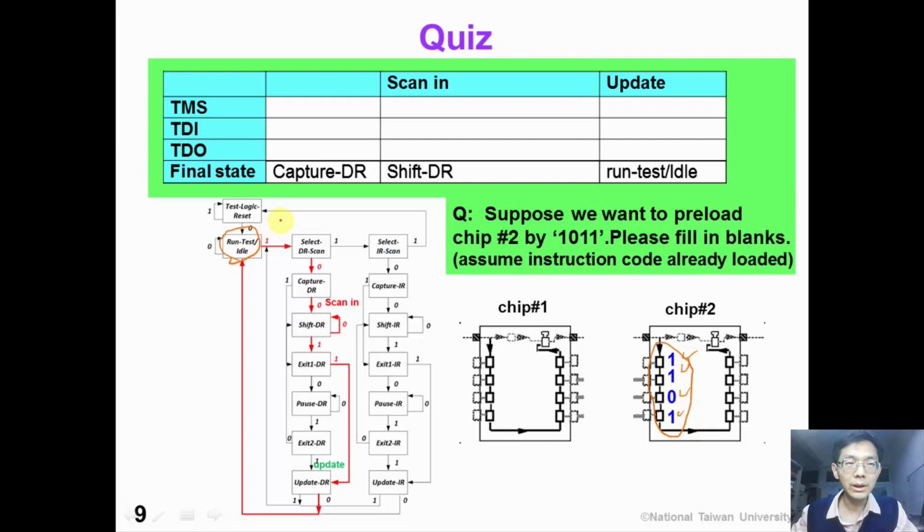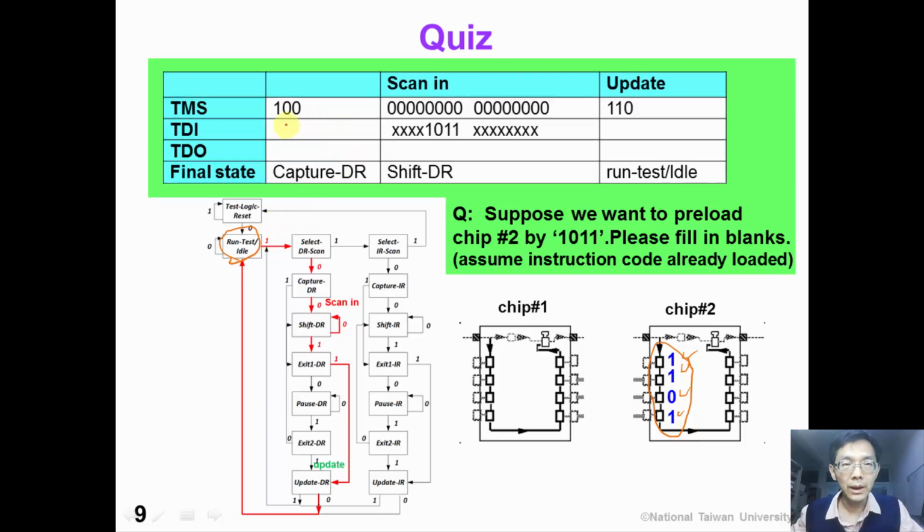Okay, have you finished yet? The answer is like this. The TMS sequence is 1, 0, 0, and we shift in 16 bits, of which we have 1, 0, 1, 1 here, and then we leave the preload state by 1, 1, 0. Have you got it correctly? If you look at this TMS sequence, it's actually the same as the sample instruction.